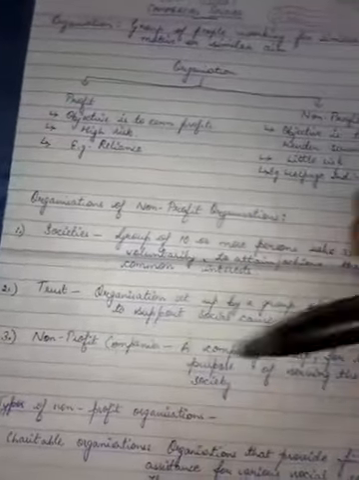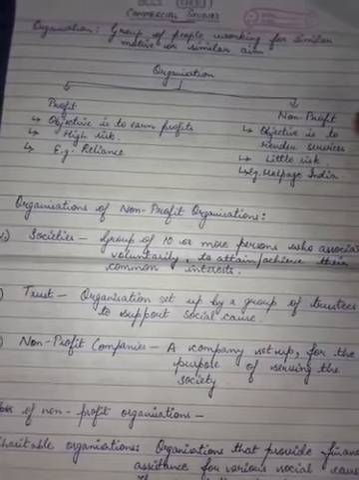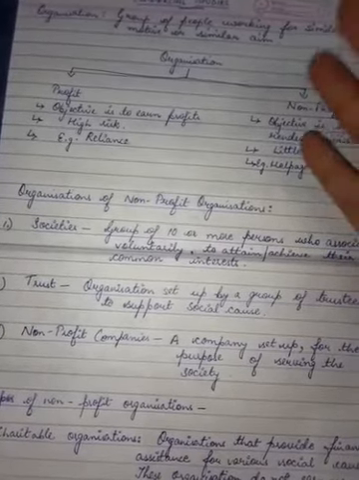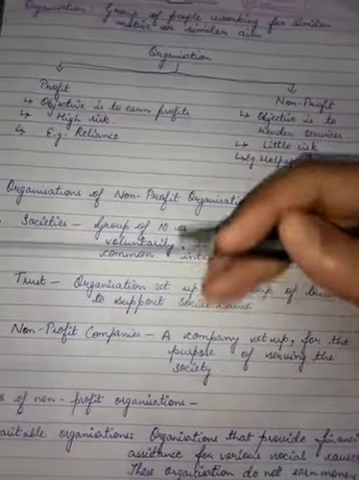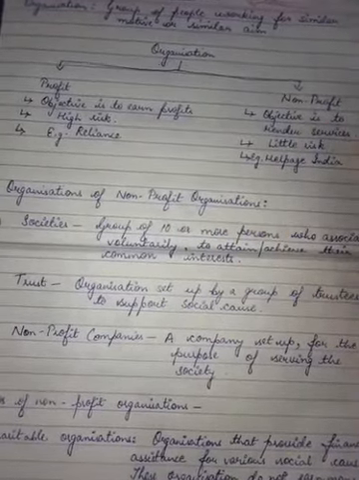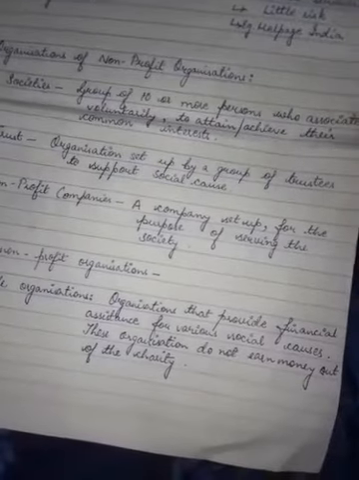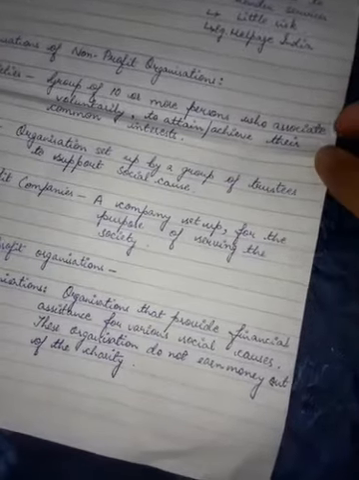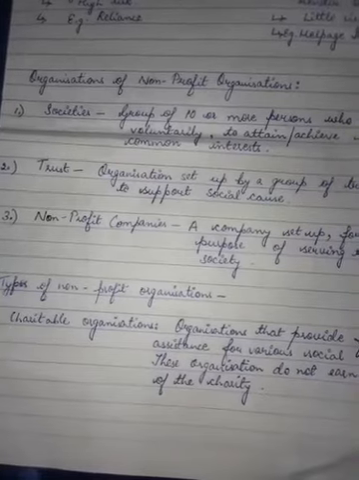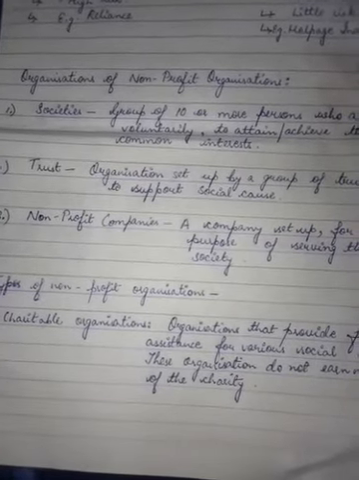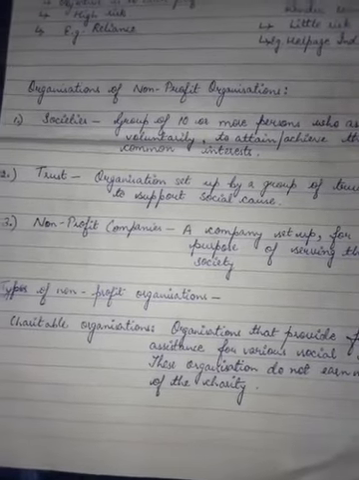Then in trust, I told you what happens. Trust is basically run by a group of trustees. Trustees are basically the members of the trust, right? And what do they do? They provide financial support for what? For social cause. Like I gave you an example of a scholarship that is given to students who are meritorious, but they are financially poor, because of which they are not able to pursue their higher education. So these trusts, like Tata Trust, these trustees provide scholarships, they provide financial assistance to the students.